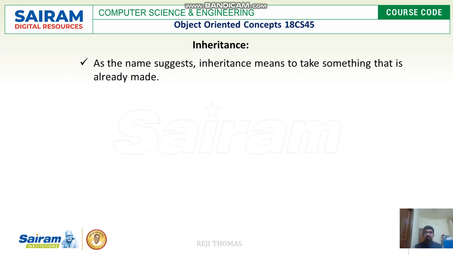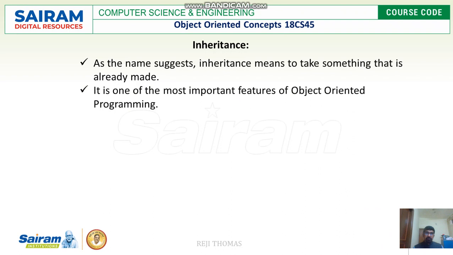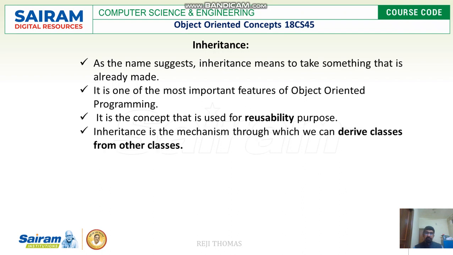Inheritance is a means by which we can inherit certain properties which are already made or already existing. So we are not creating anything. We are going to make use of a property which is already present. The main advantage is that we can reuse. The purpose behind this is reusability.